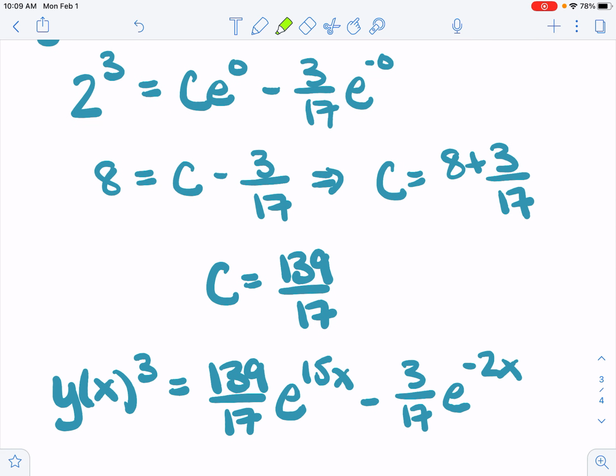So that is our solution. It's implicit because it's a y cubed on the left-hand side. If you want to take the cube root of both sides, that works out just fine. I kind of like leaving it like this without the cube root, but either way will be just fine. So that is our change of variables technique on a second example.